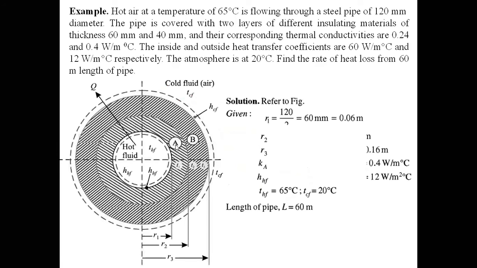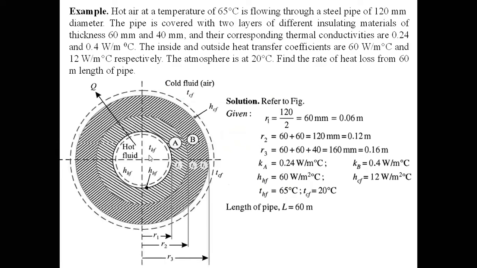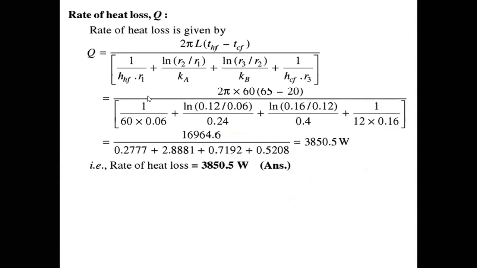So now this is the drawing. দেখো, here এখানে T1 জায়গায় THF লিখেছে, TCF করেছে। ওকে, আর মাঝখানে T1, T2, T3 নিয়েছে। Okay, so here R1, R2, R3, K all given. So from this we first find out the rate of heat loss. So you can find out that way. If we want the intermediate temperature, then individually you have to find out. So this is the 1 by HF.